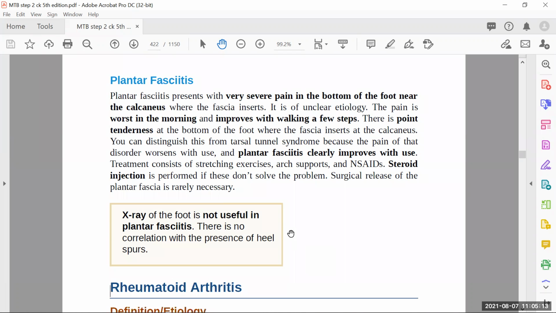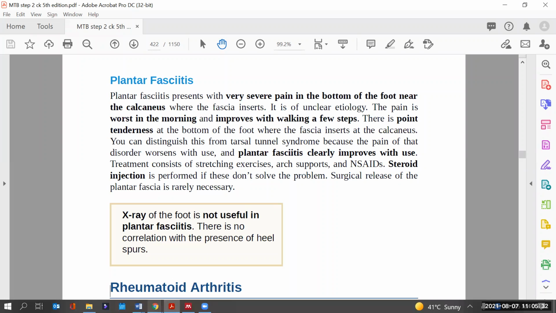So X-ray of the foot is not useful. In plantar fasciitis, there is no correlation with the presence of heel spur. There is no relation with the heel spur. There is nothing you can find on X-ray. It's just a clinical diagnosis. It's just the fascia, which is actually having tenderness. And the very usual presentation is morning pain just after taking the first initial step, and then it will get better.